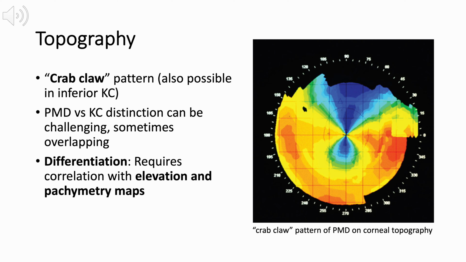These additional imaging modalities can help confirm the presence of the characteristic band of inferior thinning in PMD, which is absent in keratoconus. Looking at the figure on the right, we can clearly see the classic crab claw pattern on corneal topography, with symmetric areas of inferior steepening that resemble the pincers of a crab. This topographic sign, combined with clinical findings of peripheral thinning, supports the diagnosis of PMD.